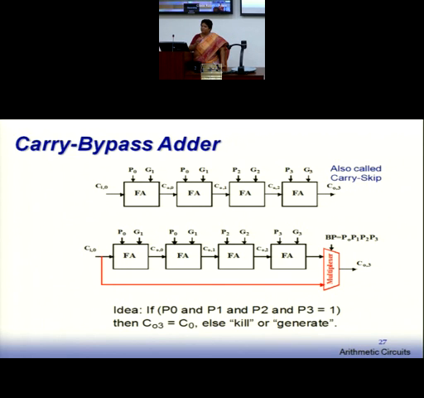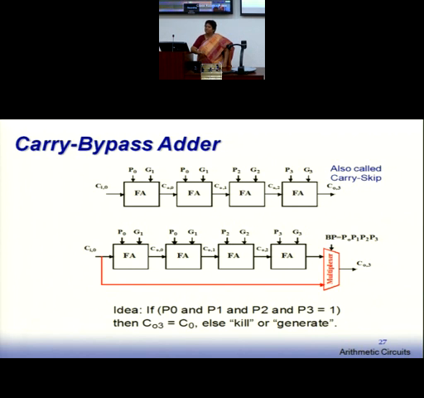Then somebody says, look at the propagate. If there is a generate at the first position and all P functions at the subsequent 3-bit positions are 1, then also you need not do anything. Or simply if your C in is 1 and all P functions are 1, don't do anything. Do not go for any further computation. Simply propagate C in to C out of that 4-bit block.